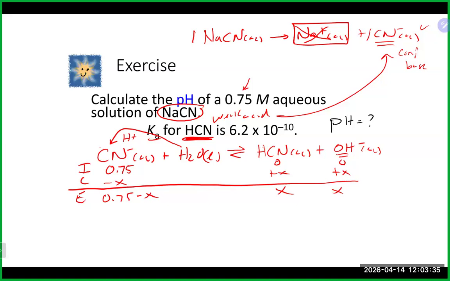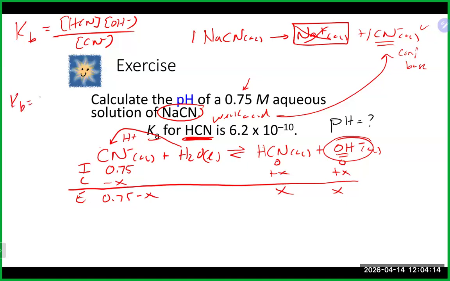This is going to go into our Kb, and I know I should be using a Kb because do you see hydroxide on the right-hand side of the arrow? If I were to have seen H3O plus, then I should be using a Ka value. So again, the importance of being able to write these equations correctly can help you with the calculation part, based on what you see on the product side. So this is going to be our products over our reactants here: a little HCN, a little hydroxide, and CN minus.